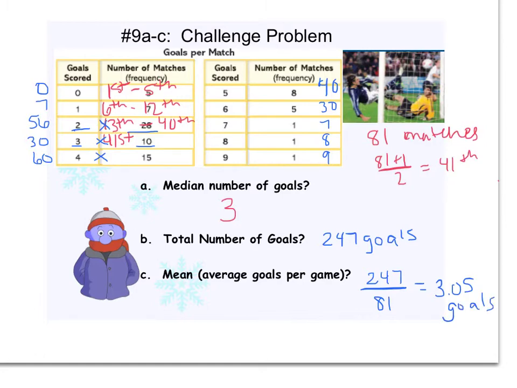So in summary, to find the median, we took the total frequency, added those up to get how many soccer games were played, and then we did frequency plus 1 divided by 2 to find the middle position, and we counted through our list of frequencies to find that 41st position. Then to find the mean, we multiplied across the rows of our frequency table to get a total number of goals and added those up. Took our total number of goals divided by the number of matches, the frequency, and got 3.05 goals.